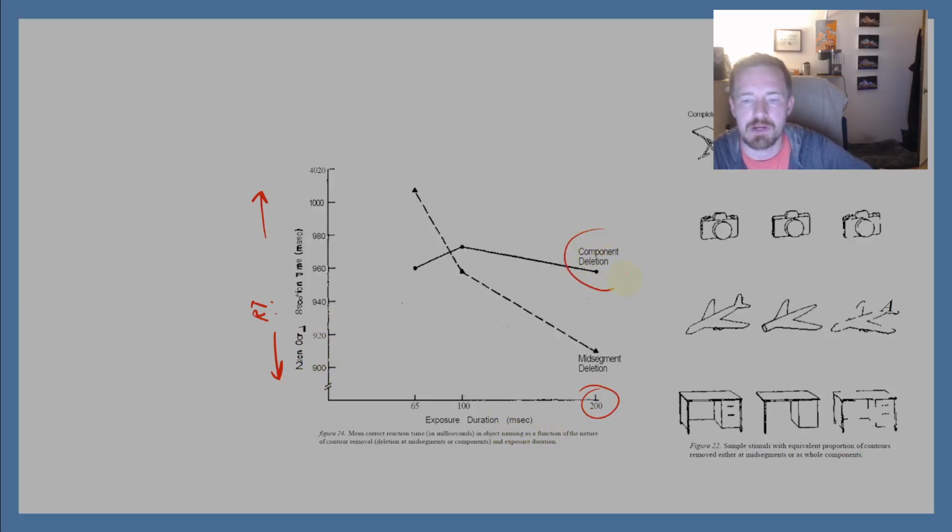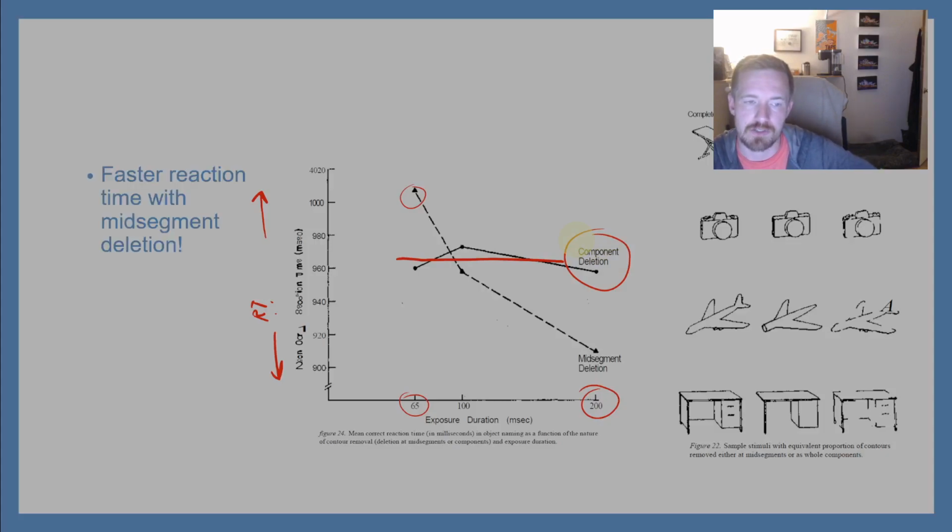And what we see here is that whenever you remove the components, generally reaction time does not change across how long you show it to them. That is, for the most part, reaction time is going to be worse whenever you remove geons, except for the 65 millisecond condition. There, you show somebody this for a 20th of a second, and it turns out they're really bad at doing that. But that's besides the point. The whole point here is that for reaction time, component deletion had the slowest reaction scores.